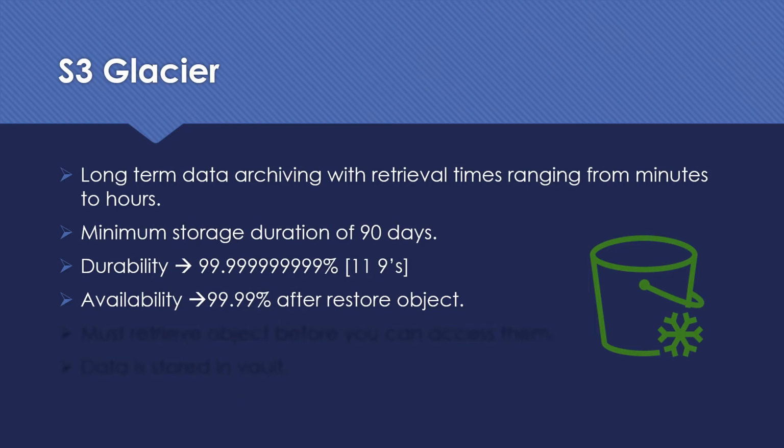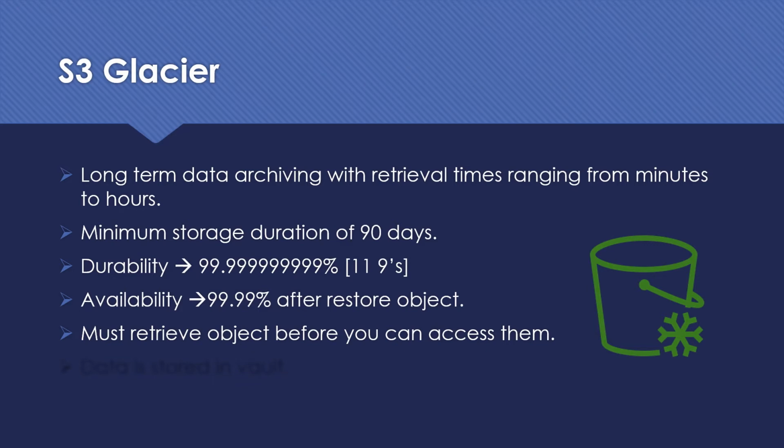What this means, that if you are trying to access the object, you cannot directly access the object from Glacier. First you have to retrieve the object and then you can access them. So that's the next point, must retrieve object before you can access them. And data is stored in a vault. So there is an S3 vault. So when you are archiving the data, it will go into the vault, and when you want to access it, first you have to retrieve from the vault and then you can access the data. So this is all about S3 Glacier class.